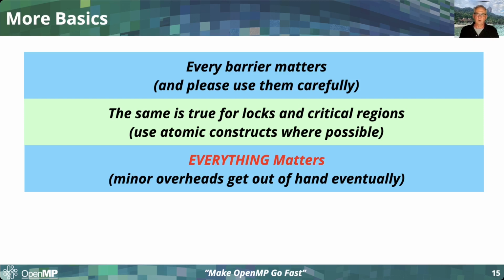Critical regions and locks, they're very heavy, and they give you scalability bottlenecks. Atomic constructs are way faster, way more fine-grained. So look into that and only use a critical region when you absolutely have to, and see if you can replace it by an atomic construct. At the end of the day, everything matters. And think about Amdahl's law. All those things you don't parallelize, they will get you. They're part of the sequential performance of your code. So fix everything as you implement your parallelism.